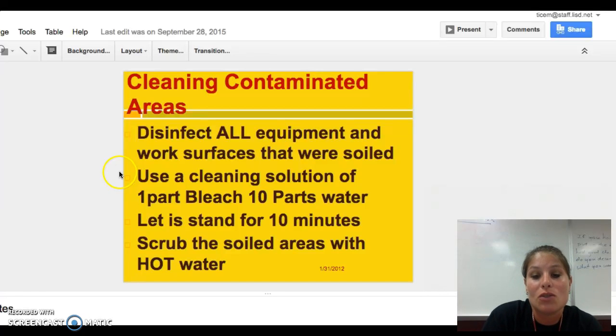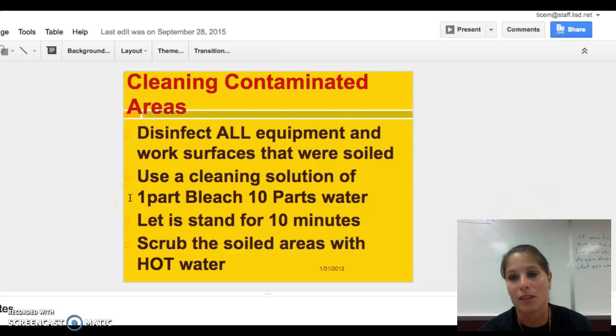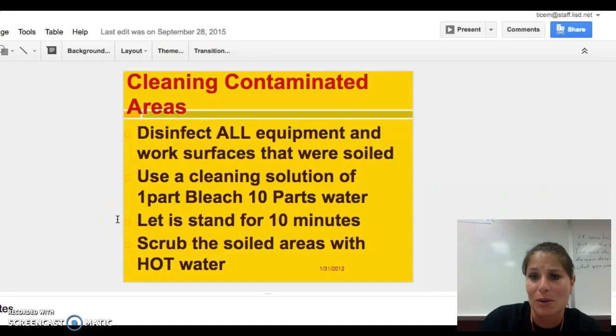And to clean, you're going to use a solution of 1 part bleach and 10 parts water, okay? That is the basic solution. There's over-the-counter stuff that you can use, but that's the most recommended solution, 1 part bleach and 10 parts water. And you're going to let it stand for 10 minutes, okay, and scrub the area good.